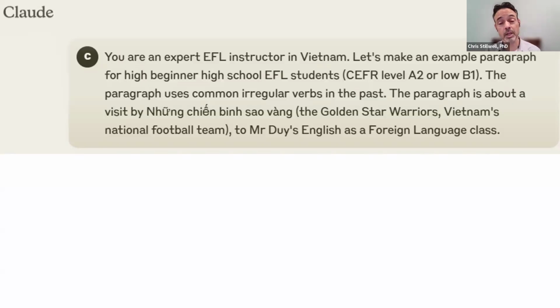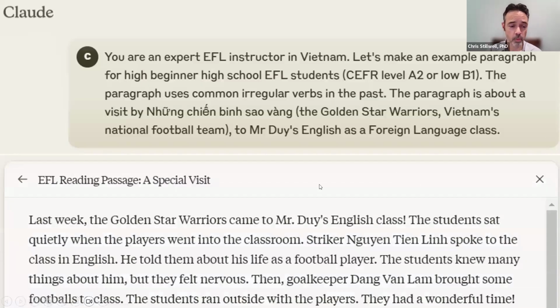The paragraph uses common irregular verbs in the past. See, I've said what kind of language I want to see in this example paragraph. And now I say the paragraph is about a visit by the Golden Star Warriors, Vietnam's national football team, to Mr. Yui's English as a Foreign Language class. And so from that, I get a paragraph very quickly generated for me.